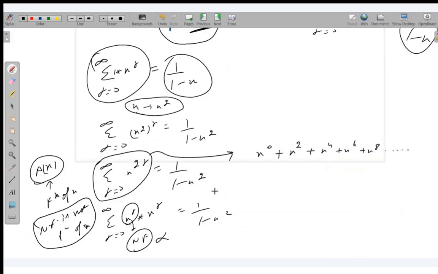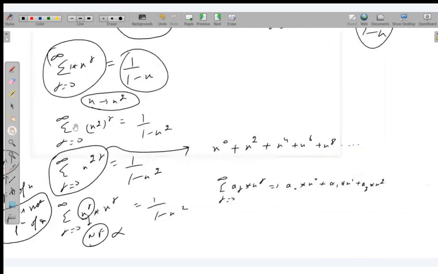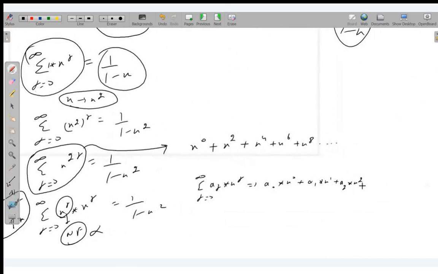Now when we expand the sum for r equal to 0 to infinity of a_r into x power r, what was the expansion? a0 into x power 0, a1 into x power 1, a2 into x power 2, a3 into x power 3, a4 into x power 4, and so on. This is the beauty of mathematics. Try to link the things. Linking is mathematics only.